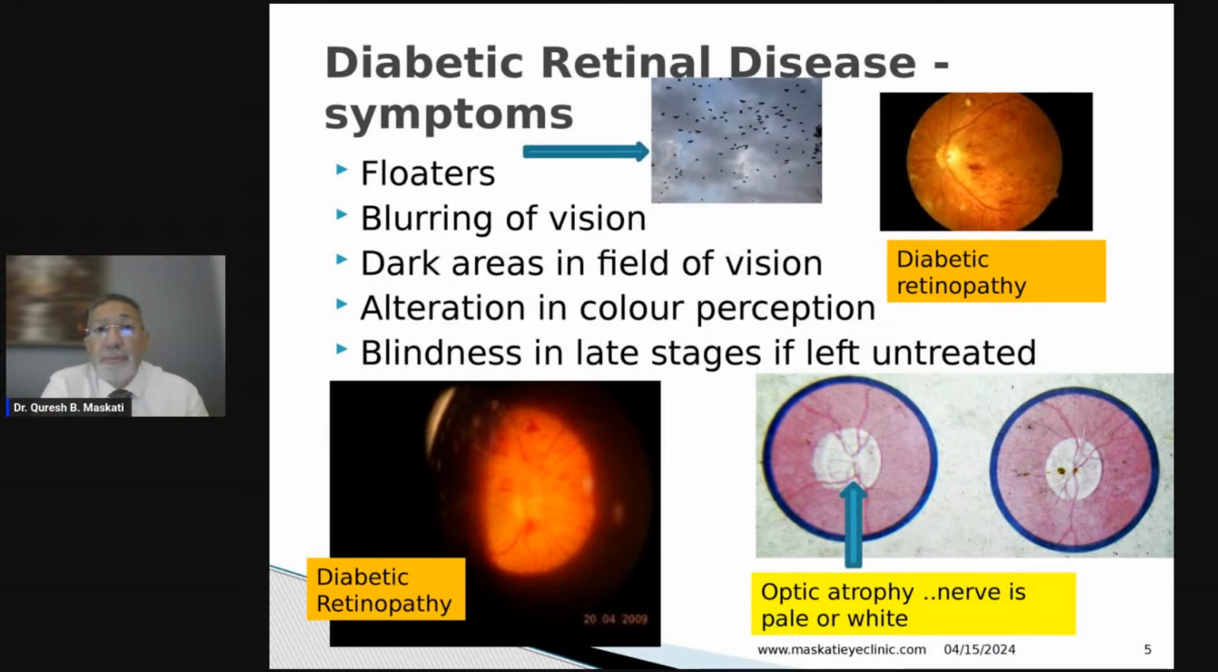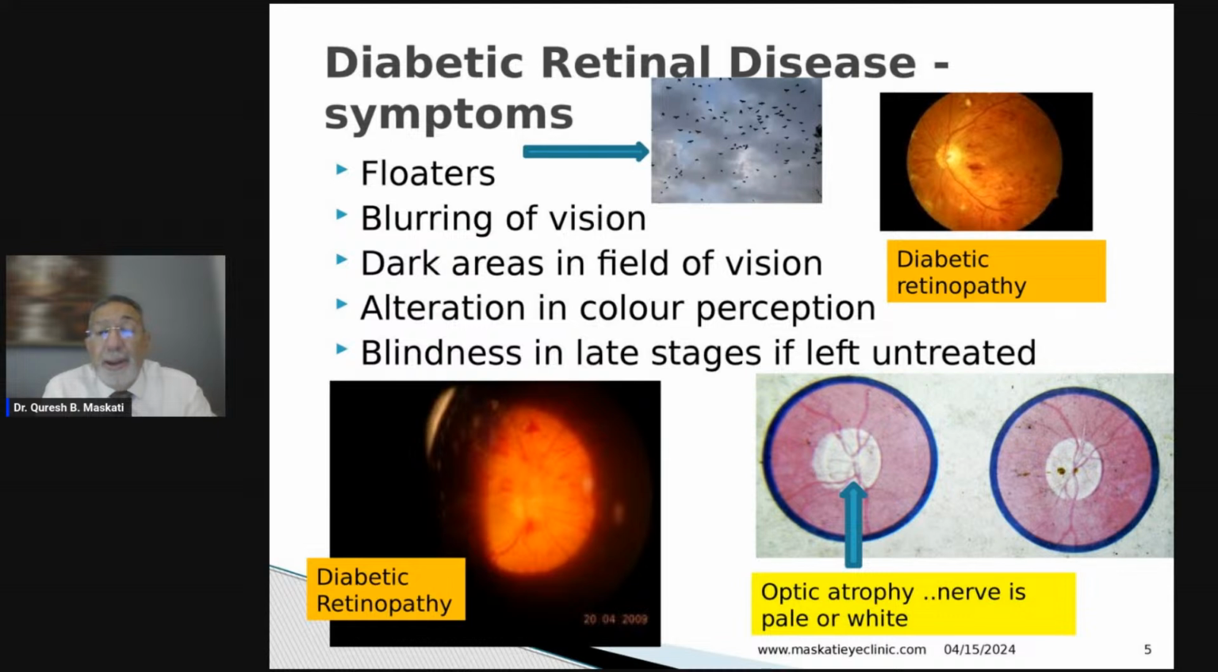So what are the symptoms that a diabetic will have? He might have floaters, as you can see in the field of vision. He can see multiple black spots. He may have blurring of vision. There may be some areas of vision which are dark, because if there is a bleeding, a hemorrhage, then that area will appear dark. So you might have a reduced field of vision. Sometimes they have alteration in color perception. They don't see the colors so sharply. And of course, if it's late stages, the patient may say, my even central vision is gone and I'm seeing much poorly. So these are some of the changes.